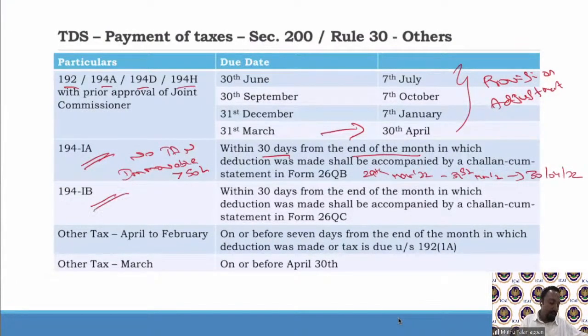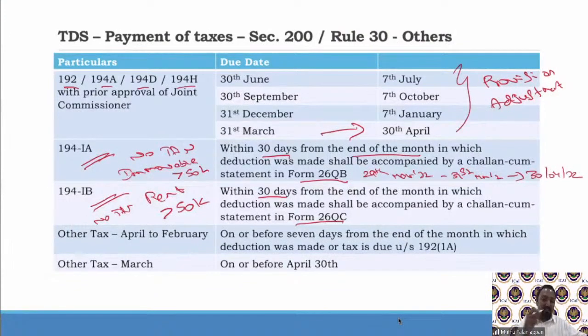Same for 194IB. What is IB? Rent greater than 50K. For that, it is again 30 days from the end of the month. For this, it is 26QB. For this, it is 26QC. Because for both these sections, there is no TAN. You pay with PAN, for both 194IA and 194IB.